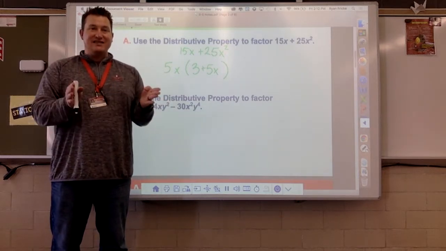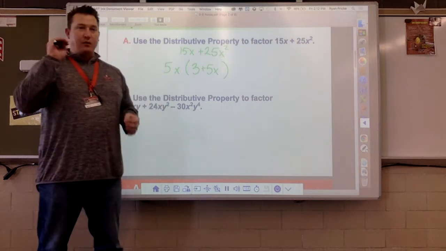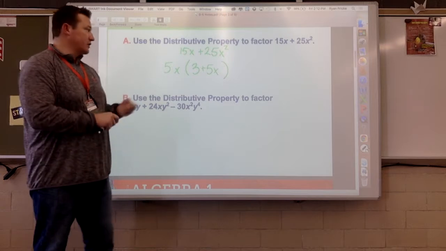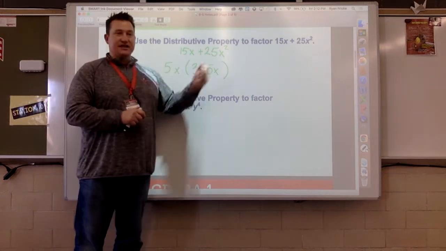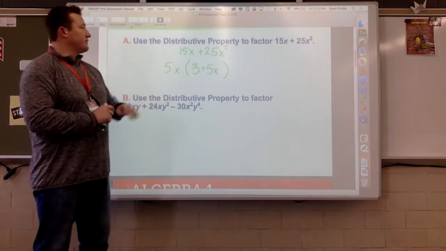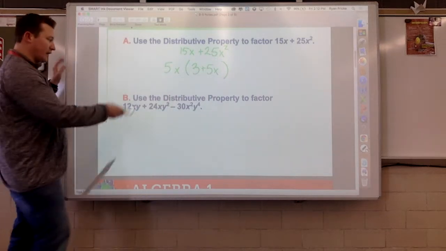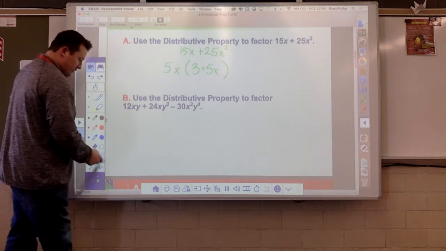So this is what we call factoring with a greatest common factor. It is the easiest of all of our factoring methods, and it will always be the first thing that we look for. Is there a greatest common factor that I can factor out of this expression? In this case, it was 5x. All done when I get here, folks. We've got another one here.